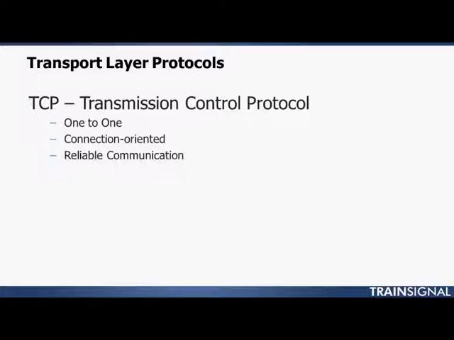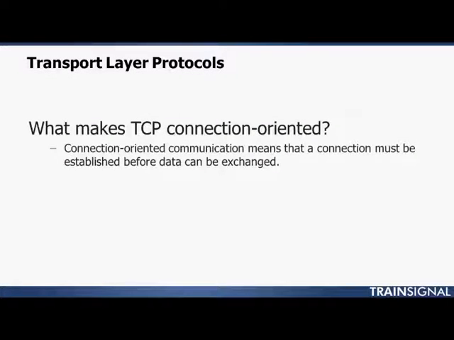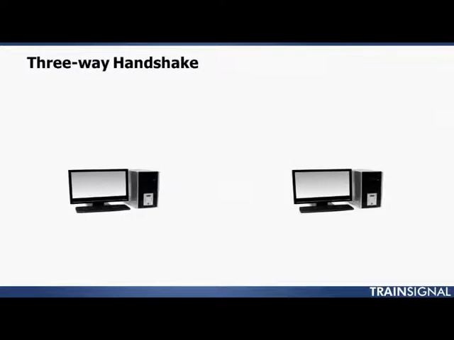Now, here's the reason why it's connection-oriented and it's reliable. As far as it being connection-oriented, this means that a connection must be established before data can be exchanged. Okay, so in other words, if I have some data that I need to send to you, I can't just send it. I have to first get your attention and make sure that we are ready to communicate and that we have a connection to have that communication before sending the data. The way TCP does this is through the use of a 3-way handshake. So let's talk about how this 3-way handshake works.